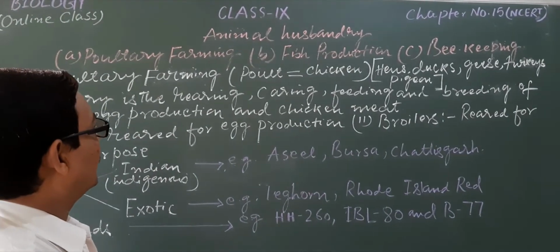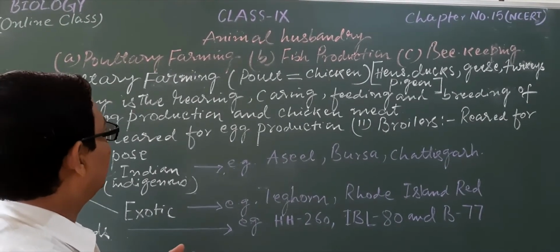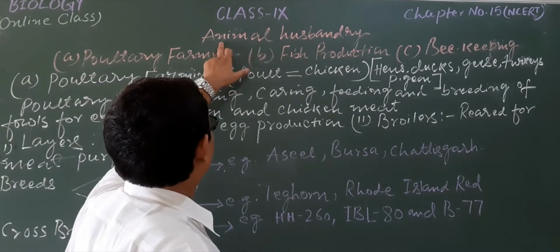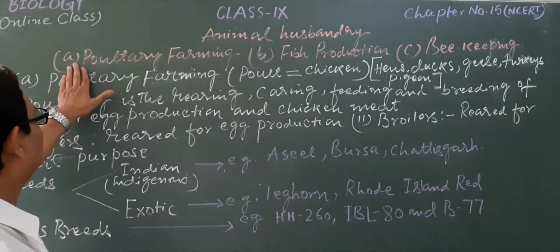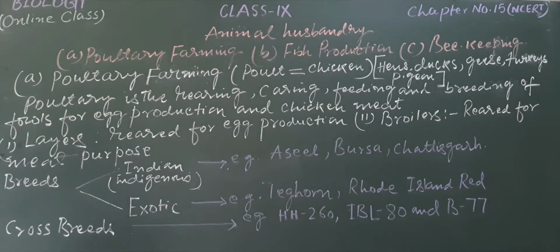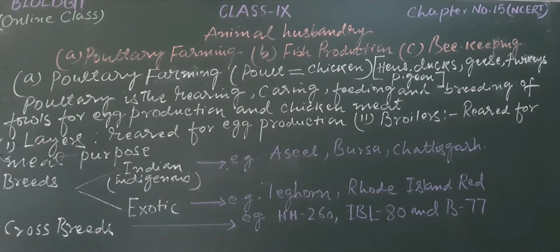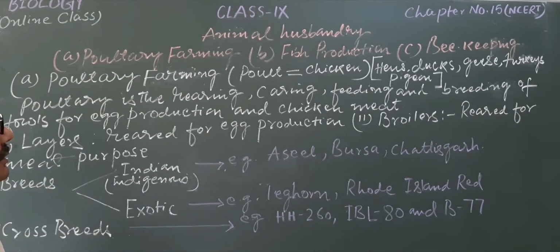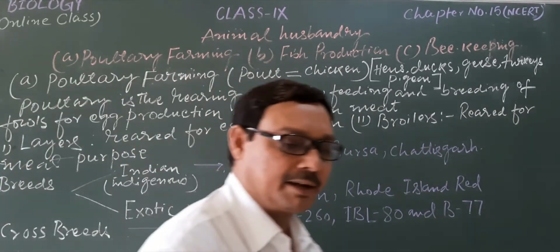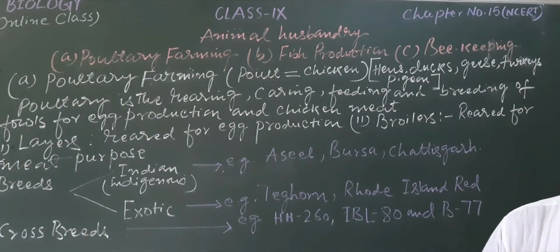Today we will study in animal husbandry the following three important topics. Number one, poultry farming. Number two, fish production, and number three, beekeeping.